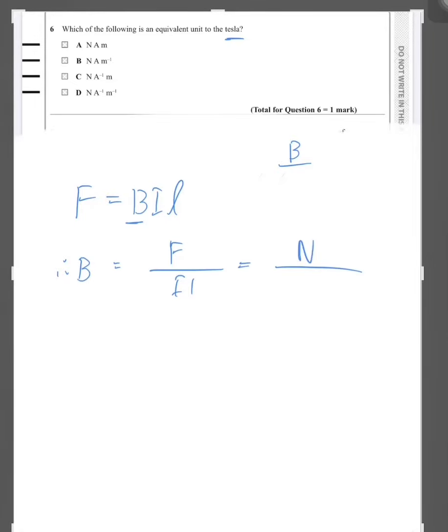Number 6. Which of the following is an equivalent unit to the Tesla? So the Tesla is the magnetic flux density, which is denoted by B. We also know the formula F equals BIL. So we just have to make B the subject. So the units will be for force. Force is Newton, current is ampere, and the length is meter. So the answer is D.